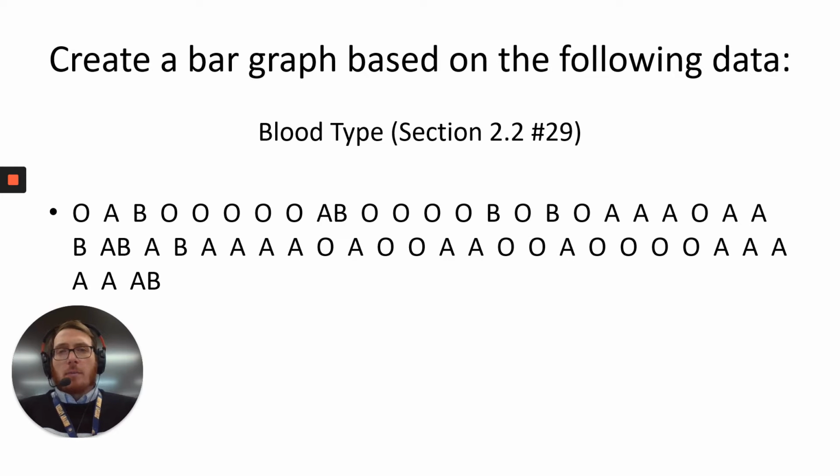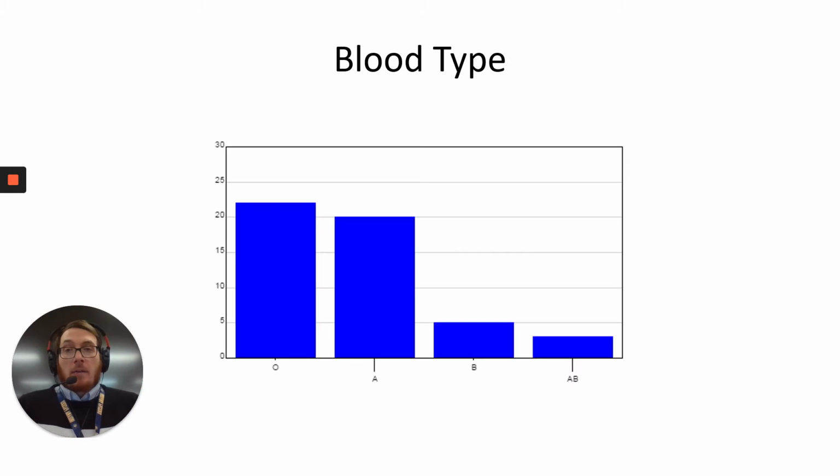Okay, the first question that we're going to look at deals with blood type. Now we've kind of looked at this information already before. This question, you'll notice, says create a bar graph based on the data. So what we'd probably do here is figure out how many people have type O, type A, type B, and type AB, add up those numbers to figure out how many are in each group, and then just make a bar for each category. And it would look something like this.